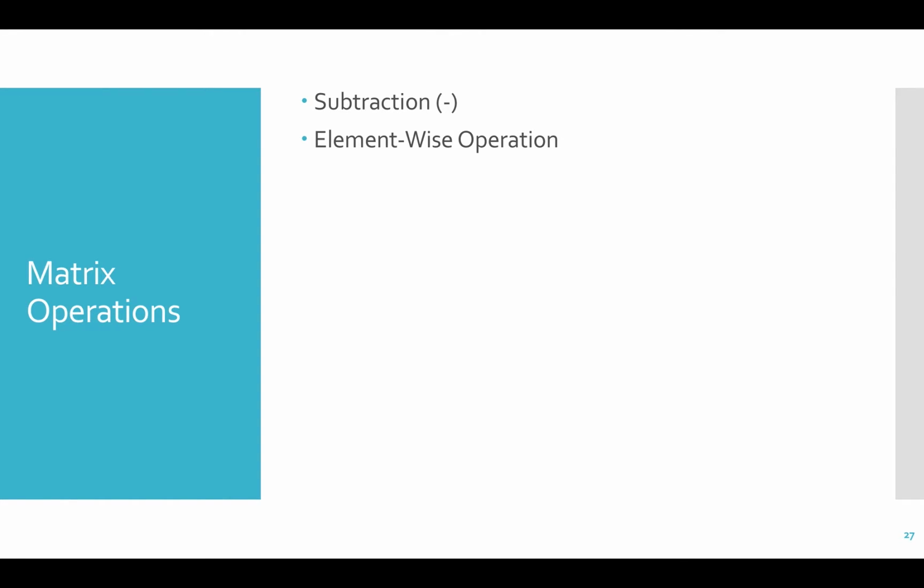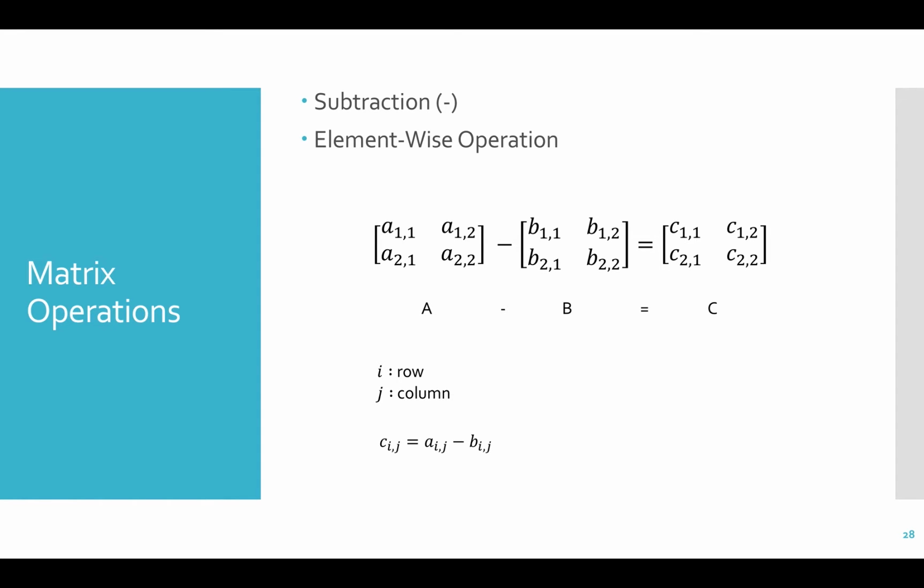Subtraction is very similar in that it's an element-wise operation. Instead of giving an example here, I just go straight for the general form. Cij equals Aij minus Bij. Not commutative, so we can't swap the terms around and get the same result.